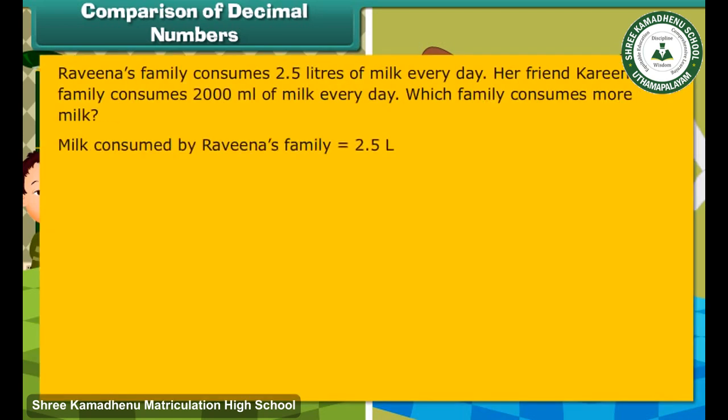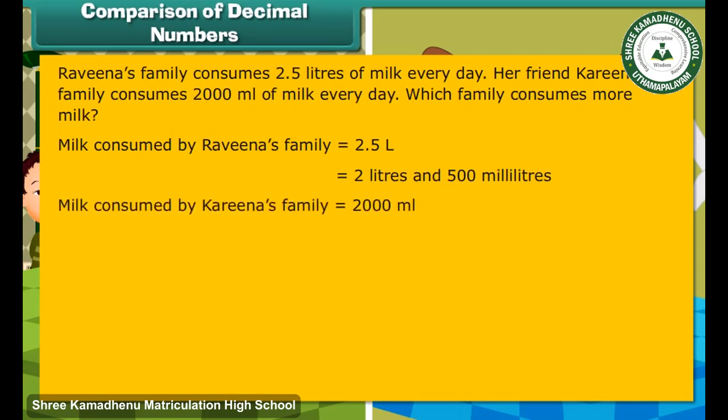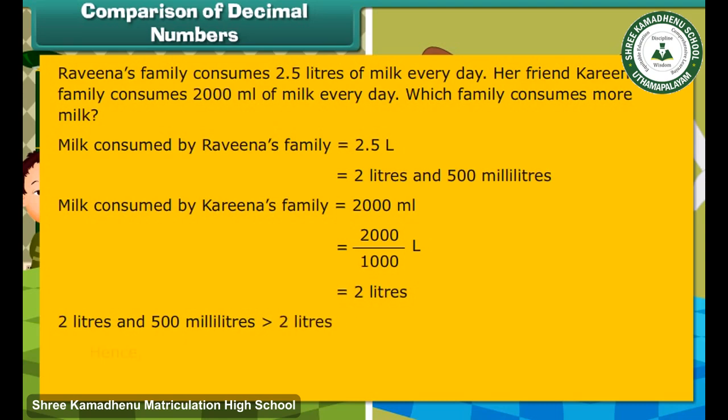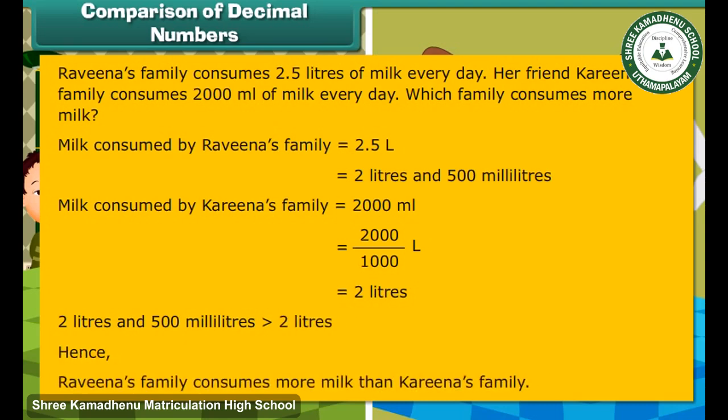Milk consumed by Ravina's family is equal to 2.5 liter. That is equal to 2 liters and 500 milliliters. Milk consumed by Karina's family is equal to 2000 milliliter. That is equal to 2000 by 1000 liter. That is equal to 2 liters. 2 liters and 500 milliliters is greater than 2 liters. Hence, Ravina's family consumes more milk than Karina's family.